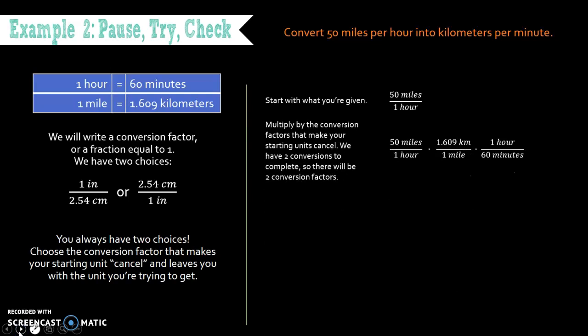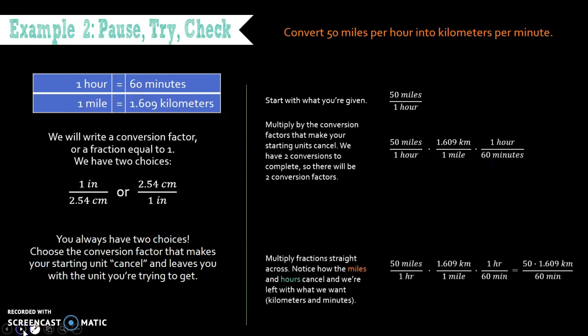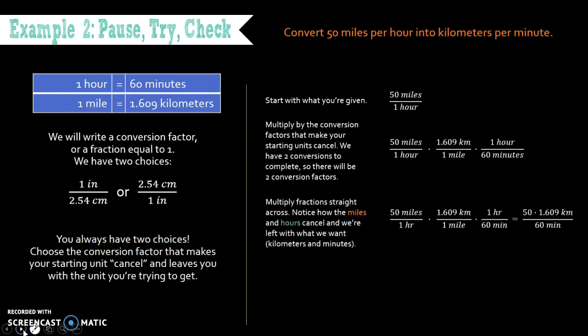We're going to multiply by the conversion factors that make my starting units cancel. I want my miles to cancel and I'm also going to want my hours to cancel. We have two conversions, two conversion factors. This middle fraction right here is going to be the one that causes my miles to cancel. This third fraction right here is going to be the one that causes my hours to cancel. We're going to multiply straight across.